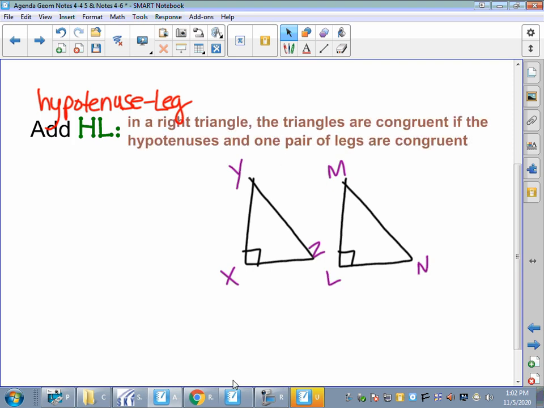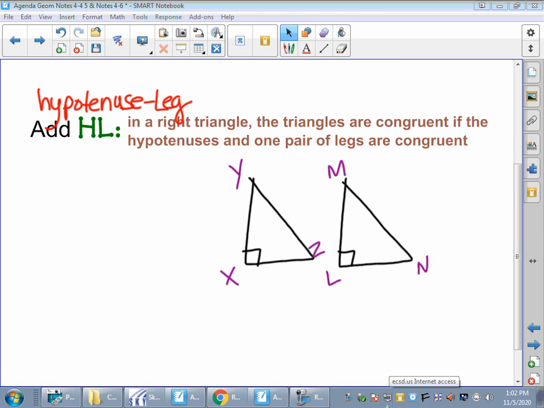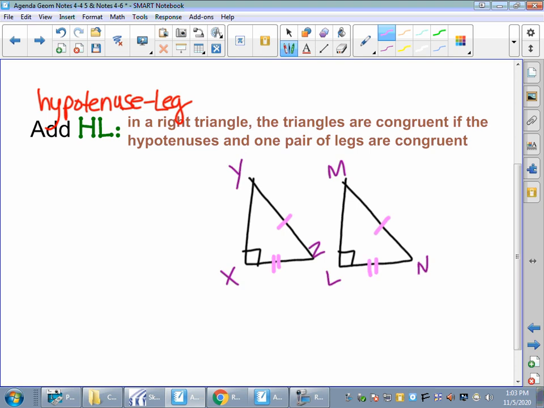In a right triangle, triangles are congruent if the hypotenuses and one pair of legs are congruent. So, hypotenuses and one pair of legs. If I'm going to mark this, my hypotenuses on both of these, just remember they're the sides opposite the right angle. So I could say that YZ and MN are congruent. And then one pair of legs, this is just like the Pythagorean theorem. It doesn't matter which pair of legs is which. You can pick the horizontal, the vertical, whatever. It's just one of the pairs of legs. So maybe XZ and LN are congruent.